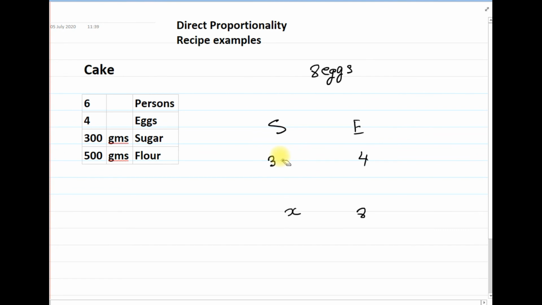This 300 gram looked like 360 even to me. Let's correct this. This is 300. So x here again will be equal to 300 times 8 divided by 4, which will be 600 grams.